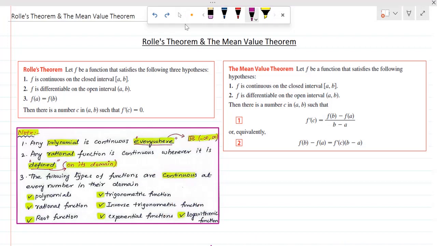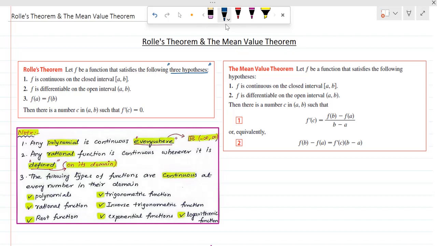In this video, we are going to discuss Rolle's theorem and the mean value theorem. First of all, we will see the definition of Rolle's theorem. Let f be a function that satisfies the three hypotheses, three conditions. So what are the three conditions?